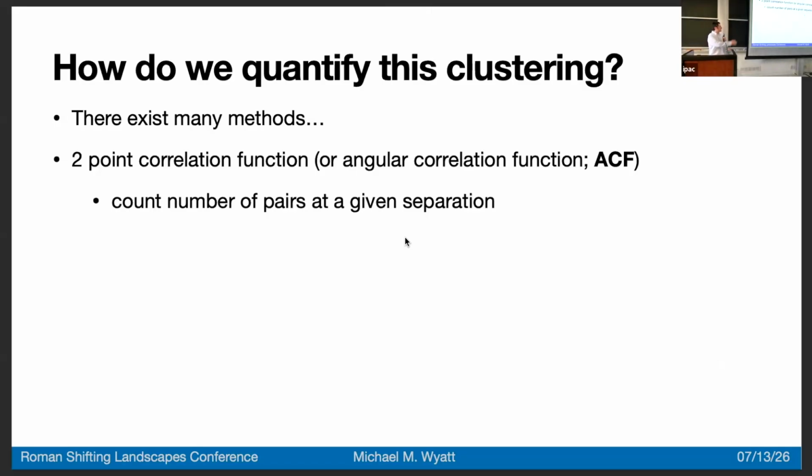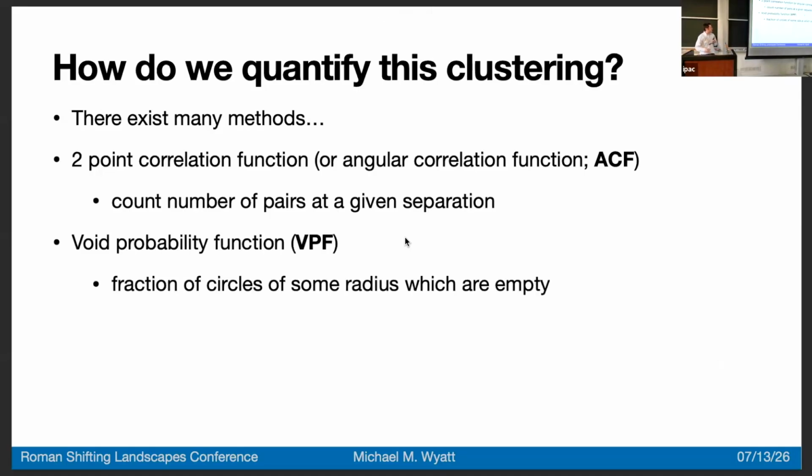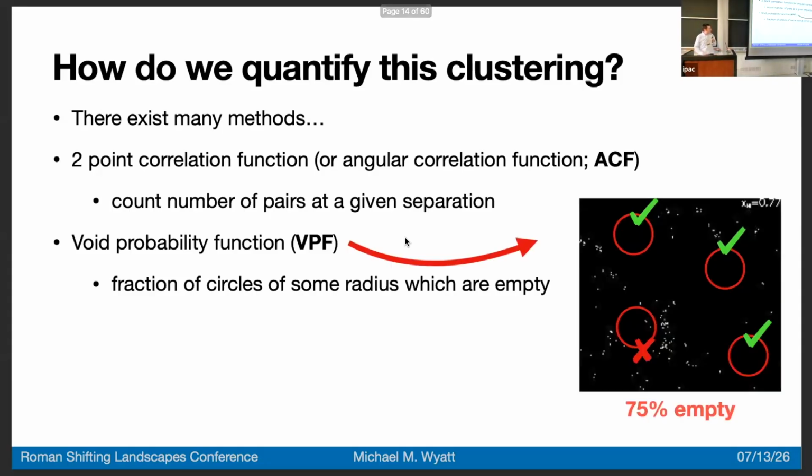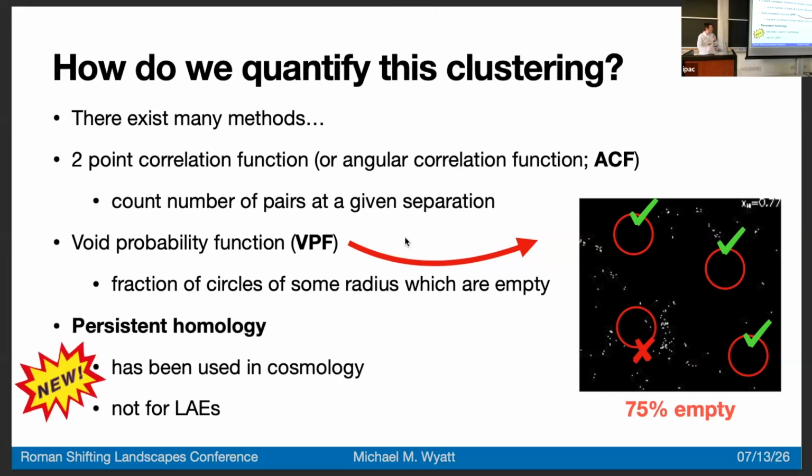There's plenty of different ways to do this. The most common is the two-point correlation function, or in 2 dimensions, the angular correlation function. I assume that most people are familiar with this idea from various different topics in astronomy. One that's probably a little less familiar is known as the void probability function. And this one's pretty straightforward. We just imagine plopping down circles of some radius on our observation and counting the fraction of those circles that are empty or void of Lyman alpha emitters, and we can do this for different radii and create a curve that way.